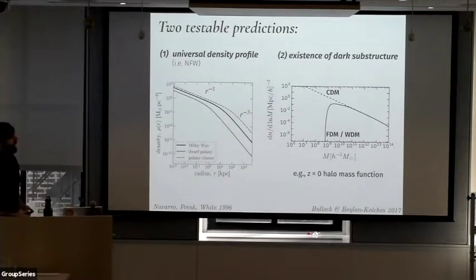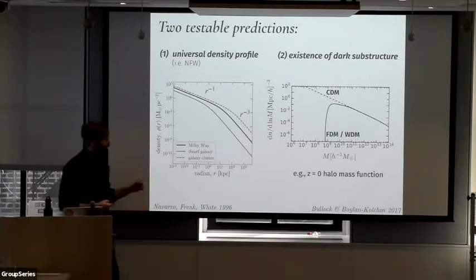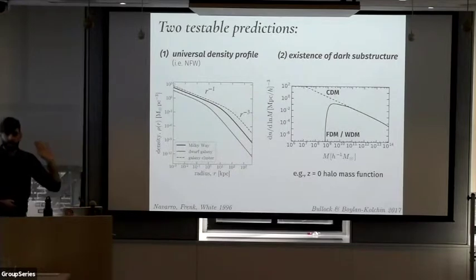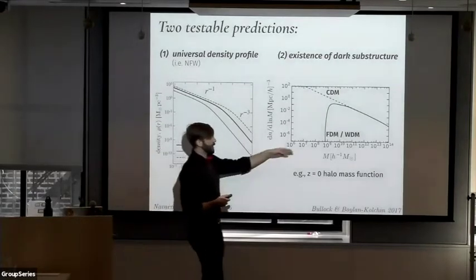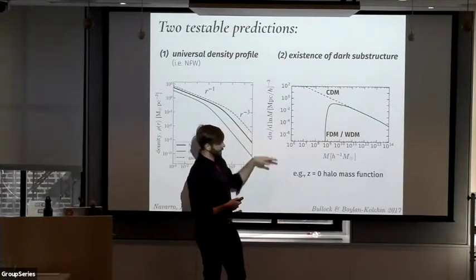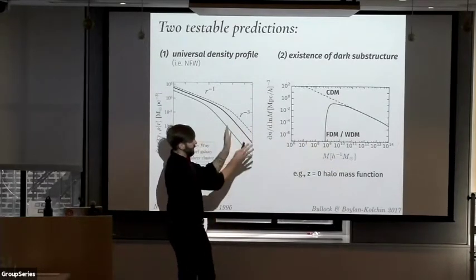Another thing we can check is the existence of dark substructure or low mass substructure. And this is particularly interesting, not because even baryonic simulations show the presence of dark substructure, but because the properties of substructure change depending on what dark matter theory you look at. So this is like a halo mass function as a function of mass for different dark matter theories. This is just a cartoon.